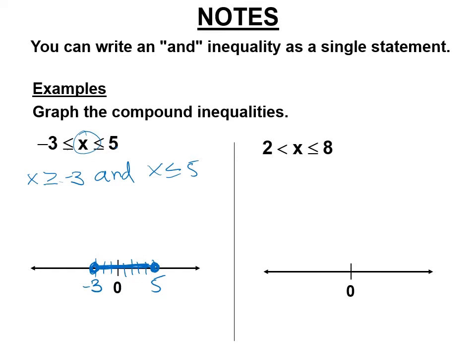So now x is between positive 2, open circle on 2 because no are equal to, 3, 4, 5, 6, 7, 8, and closed circle on 8, and we need the ones in between.